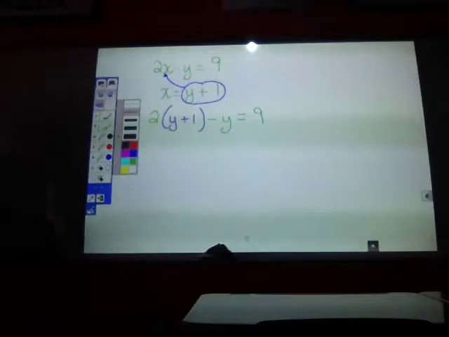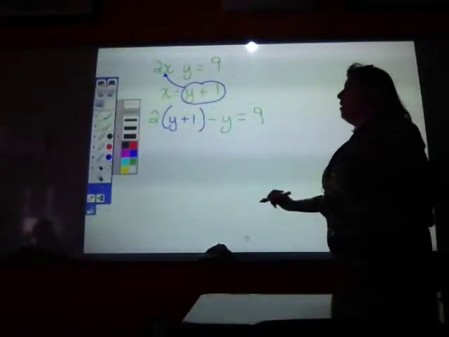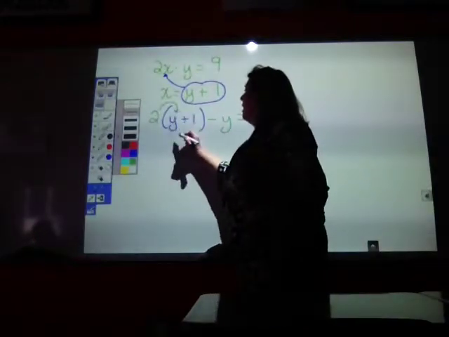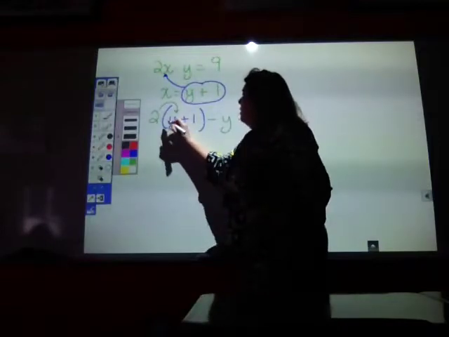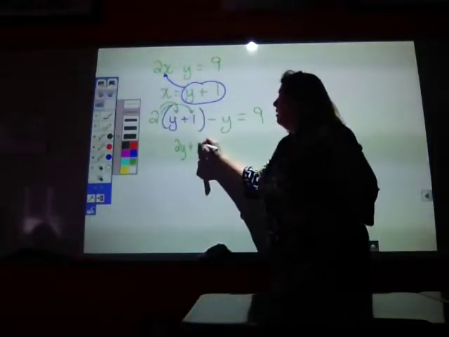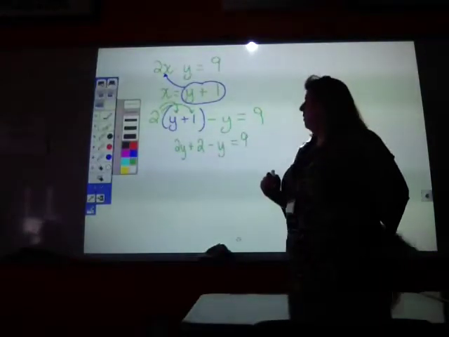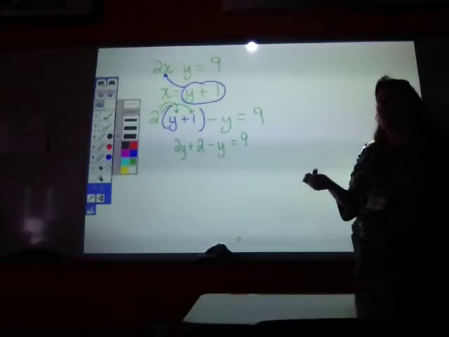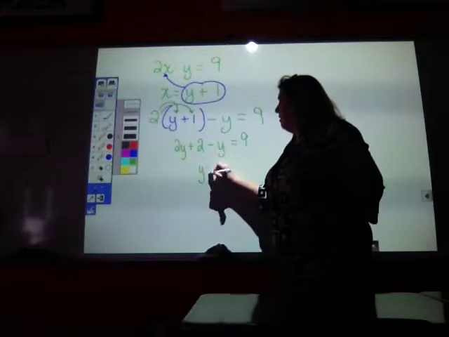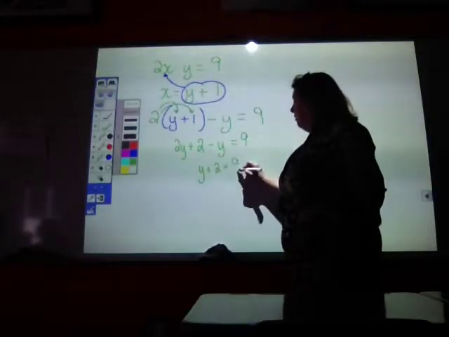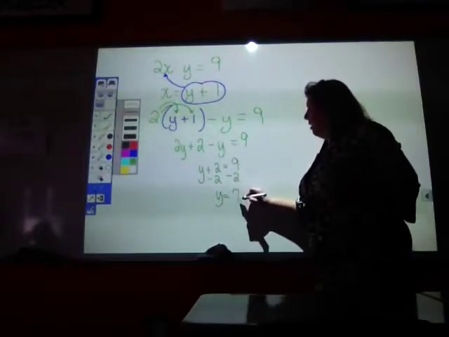Okay? All right, so how am I going to solve this? Distribute. I'm going to distribute, all right? So 2 times y is going to get me 2y, plus 2 times 1 is going to get me 2, minus a y is going to equal 9. A couple of different ways you can solve. Either way you work it, you're going to end up with y plus 2 is equal to 9, right? Subtract 2 and end up with y is equal to 7.